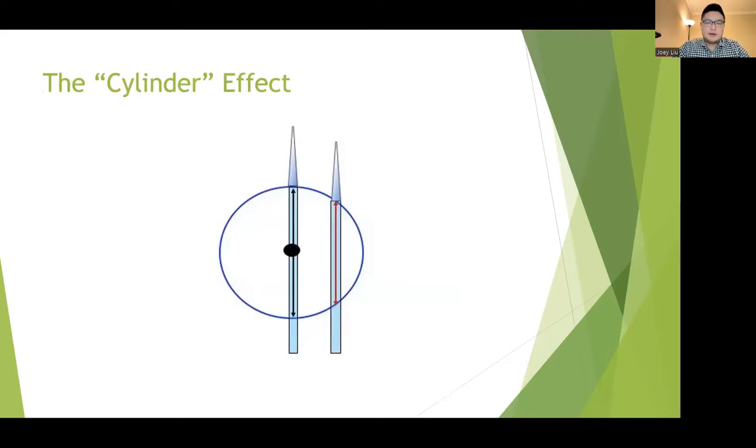Secondly is the cylinder effect. And I think this is the simplest image to illustrate this. If we imagine the IVC as a cylinder, where we're aiming our ultrasound probe and getting the image capture also matters. If we were off center or off axis to the IVC and we try to measure the diameter there, it could actually vary depending on where we're sitting on the IVC with the ultrasound probe cutting through that plane.